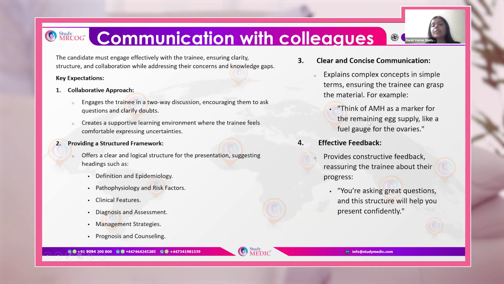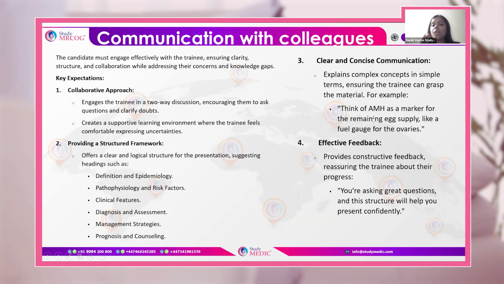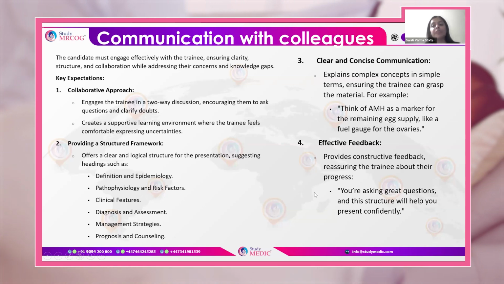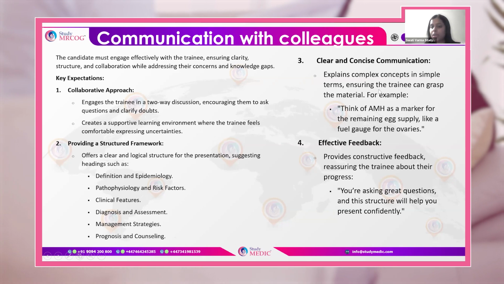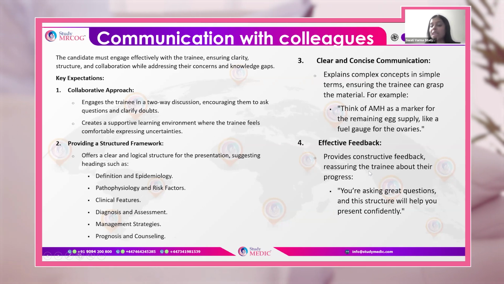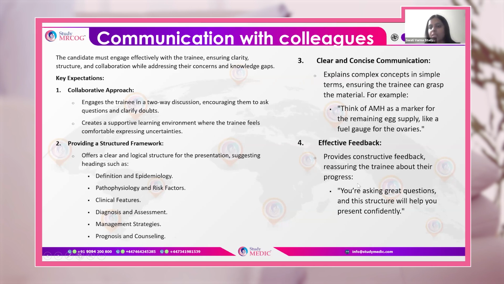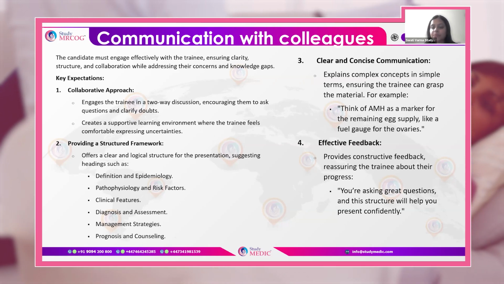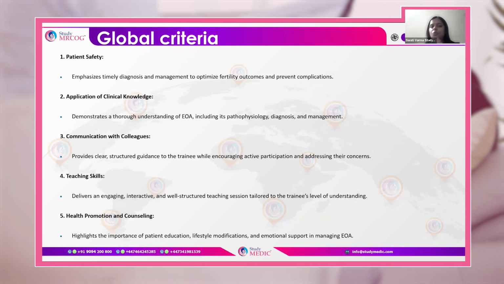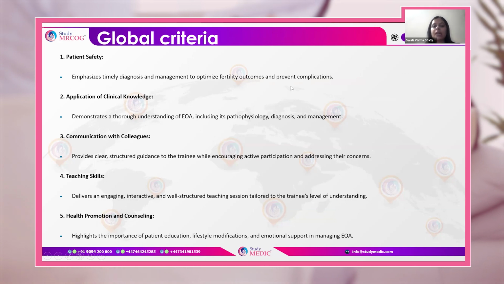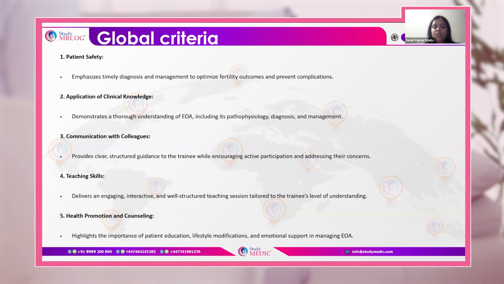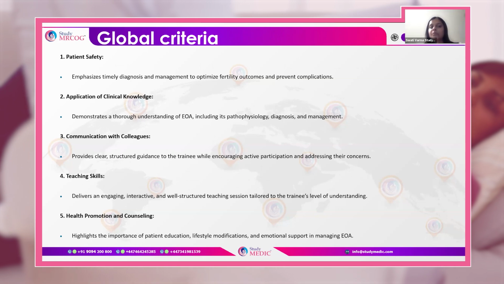Then clear and concise communication is very necessary. The way of talking should be very clear. And if you are not confident of anything, avoid speaking about that. And at last, it is essential that you give and take feedback so that it looks like a mutually cooperative discussion. Then finally, there are global criteria, on how you have performed overall in the station. These are the main things which they will take care of while marking you to give you overall marks, whether you pass or fail in that particular station.